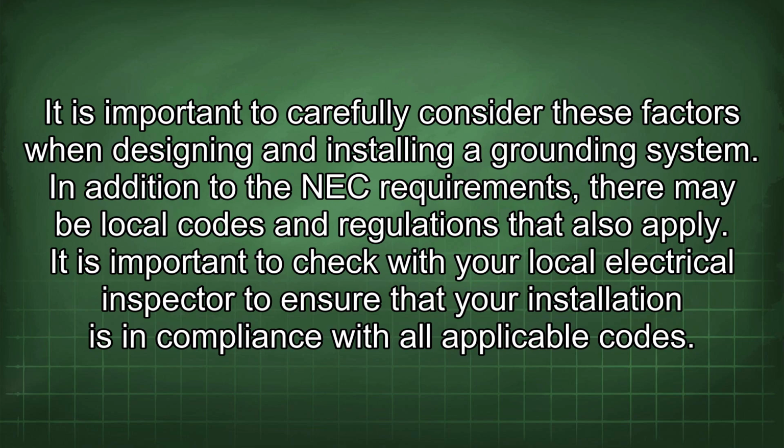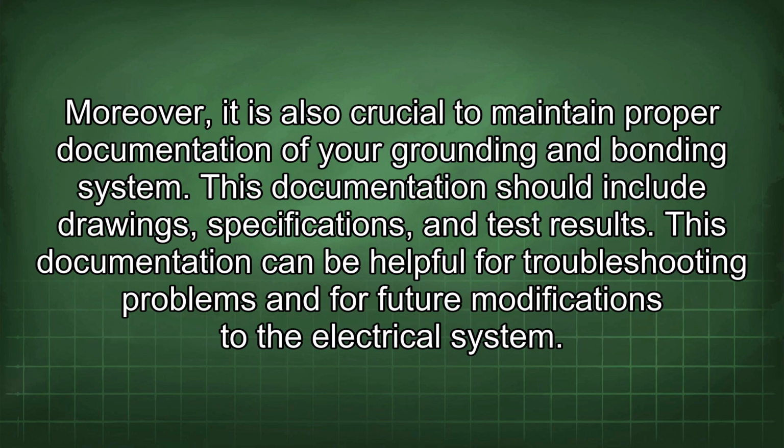In addition to the NEC requirements, there may be local codes and regulations that also apply. It is important to check with your local electrical inspector to ensure that your installation is in compliance with all applicable codes. Moreover, it is also crucial to maintain proper documentation of your grounding and bonding system. This documentation should include drawings, specifications, and test results. This documentation can be helpful for troubleshooting problems and for future modifications to the electrical system.